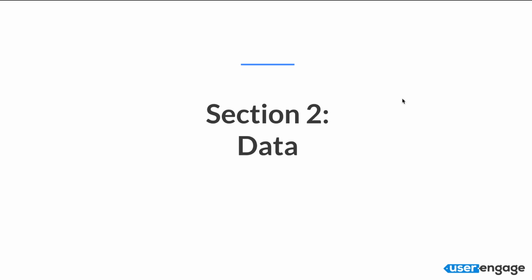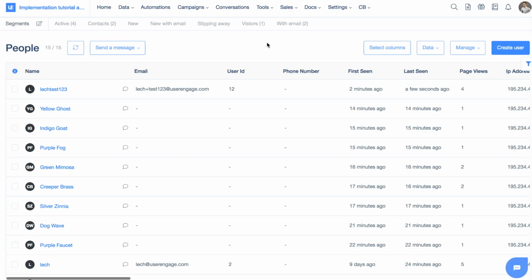In this section of the tutorial, we're going to cover the data aspect of UserEngage. So basic elements such as how user tracking works, what kind of information you can see in the user profile, or how to assign people to different companies. Alright, so let's start with the basics. What kind of information do we have about our users?